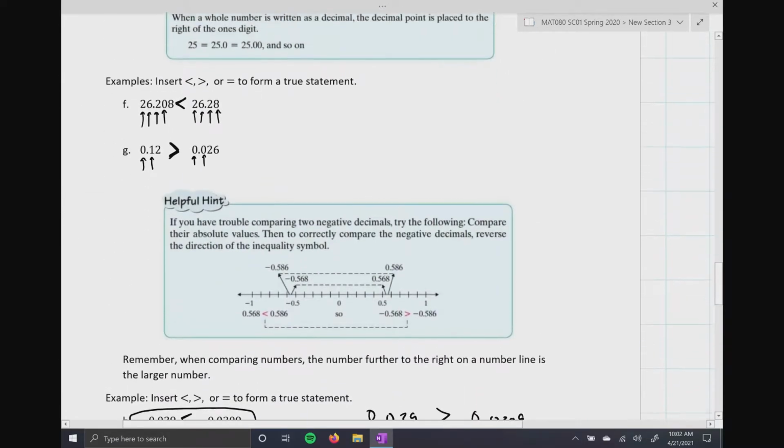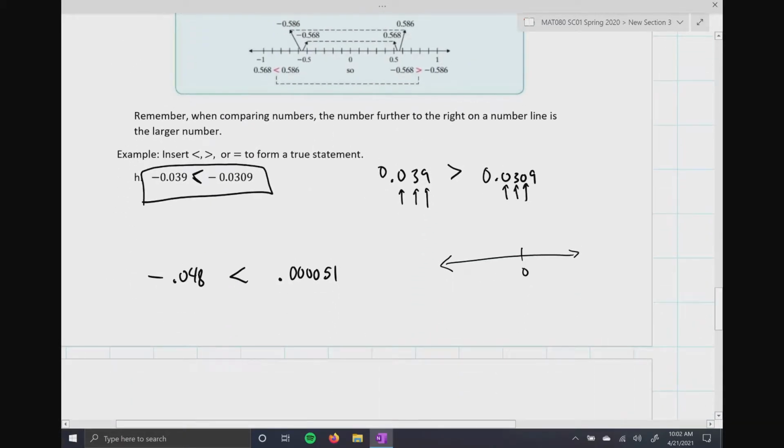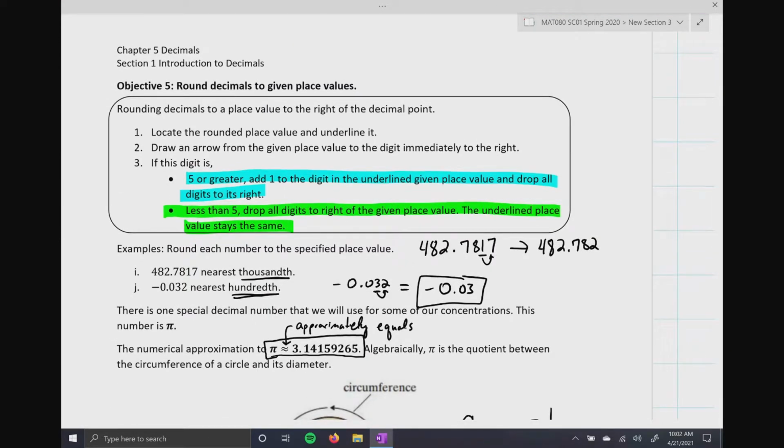When comparing, you literally just start on the left and you compare the numbers. If they're the same, just move to the right. We learned a little trick or a little technique for comparing negative decimals, which is to compare their absolute values. And then whatever number is greater, you do the exact opposite for the negatives. And then rounding, when you round the decimal, just like any other number, underline a place value, draw an arrow to the right, and make a decision.